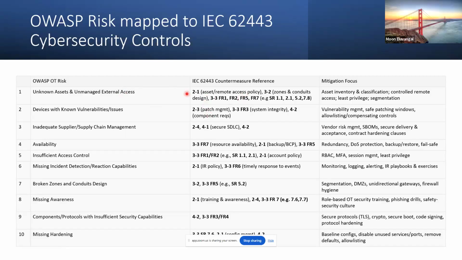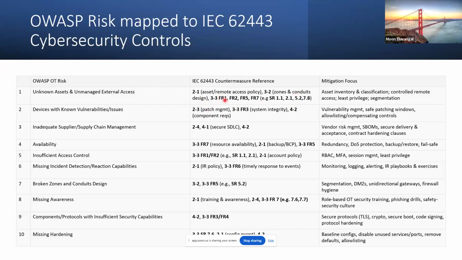You can see, for the first one, I already gave you an idea about the 62443 standard having 4 different series, in which the second series deals with the policies and procedures. And the third series deals with zones and conduits and the different FRs. So if you focus on these controls, you can actually mitigate this risk. That is the idea here, and that's the explanation from this table.